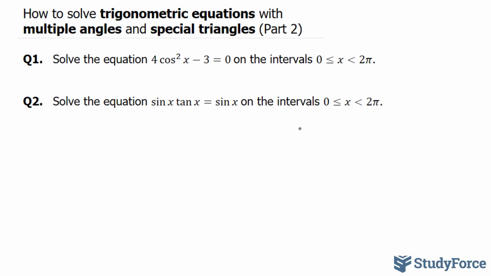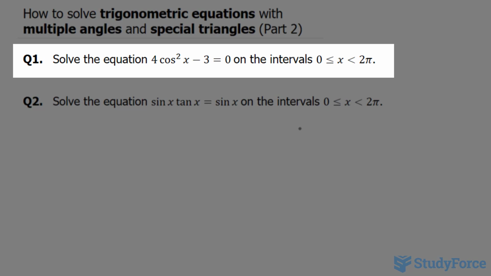In this lesson, I'll show you how to solve trigonometric equations with multiple angles and special triangles. This is part 2. Question 1 reads, solve the equation 4 times cosine squared x minus 3 is equal to 0 on the interval between 0 and 2 pi.